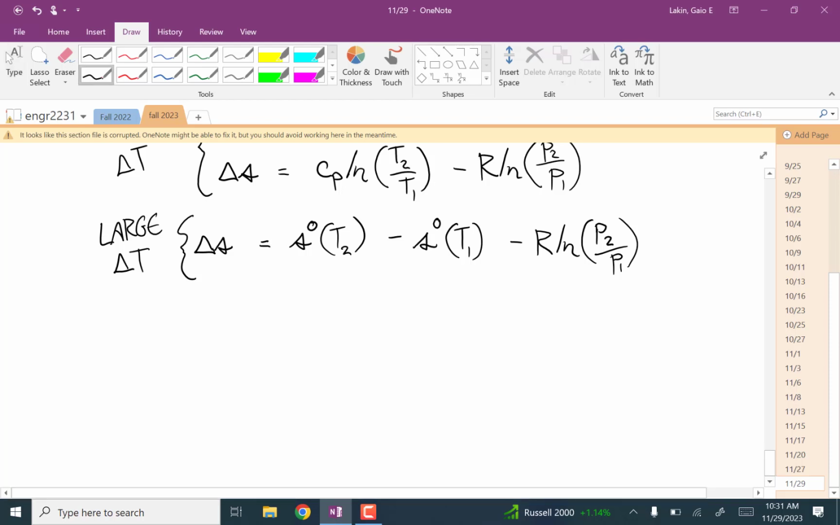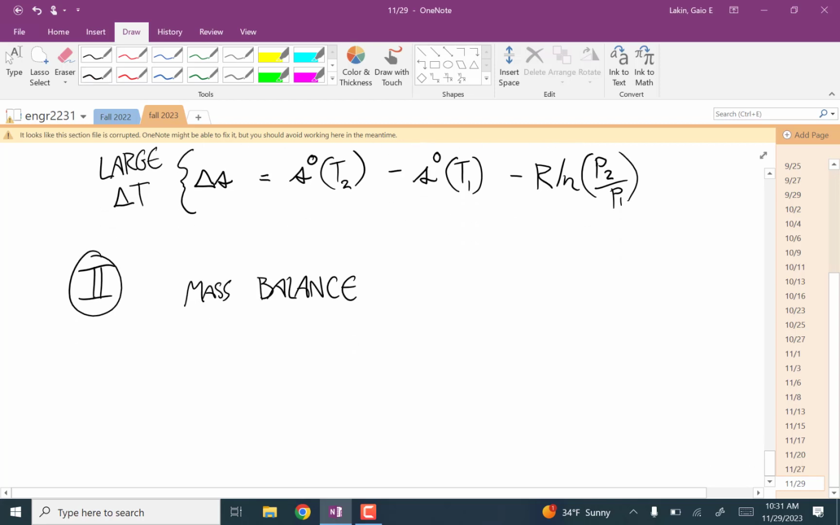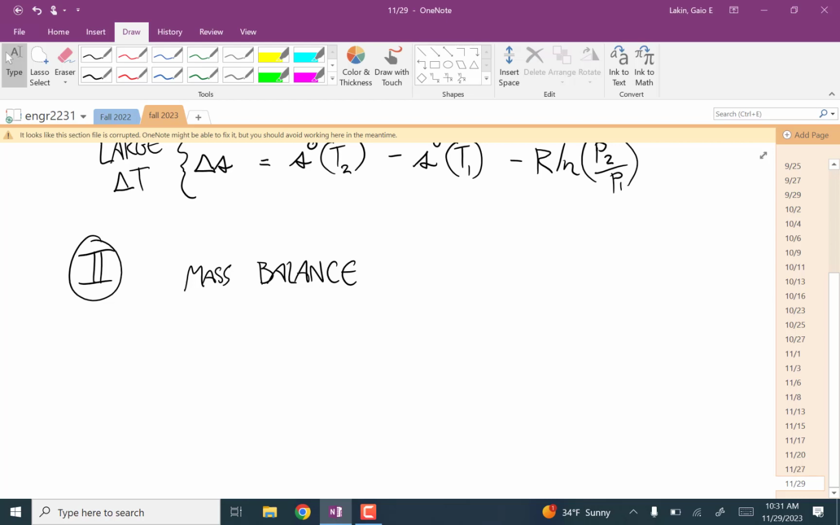Okay, so now this is a small one, but the second major section is conservation of mass, or mass balance equations. And mass balance equations really are only useful for control volumes.